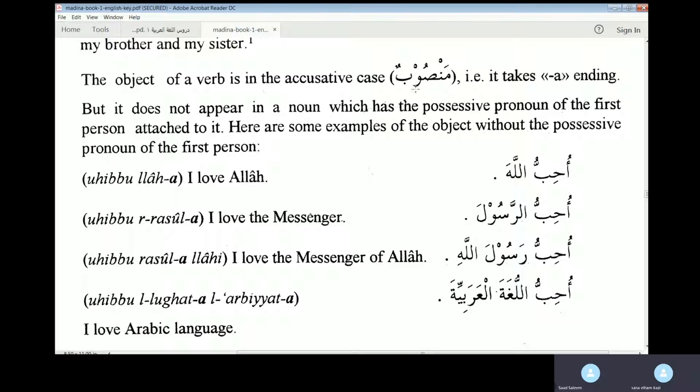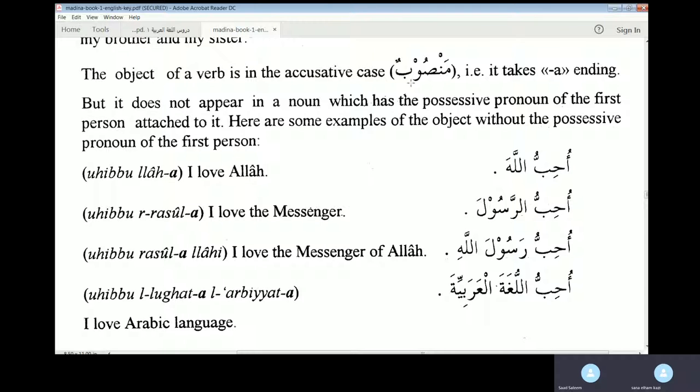And why are we using fatha at the end? Because it is the object. In Arabic, we always use fatha on the object. We always use fatha on maful bihi. Maful bihi is always in mansoob state. So here in uhibbullaha, the object is Allah. Maful bihi is Allah. So the object will have fatha.